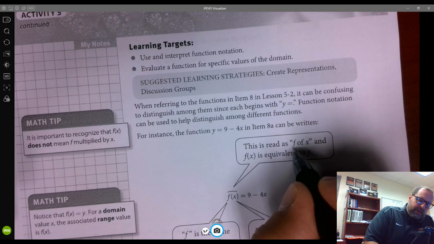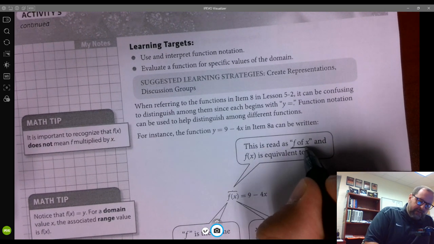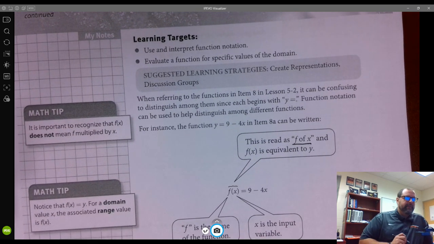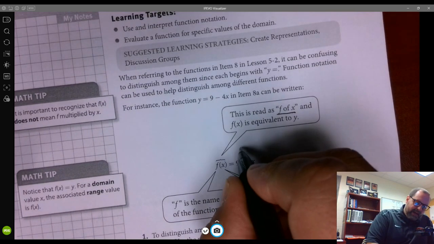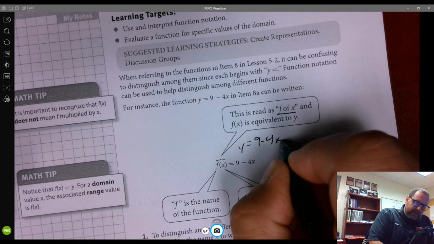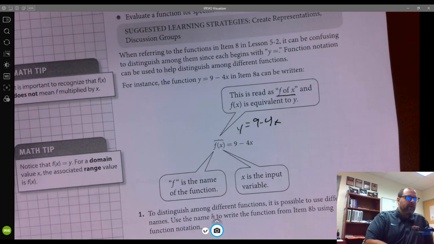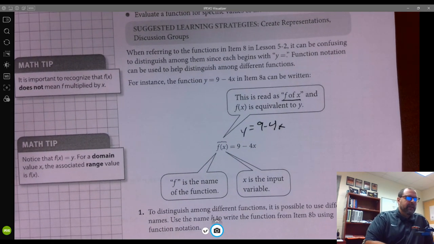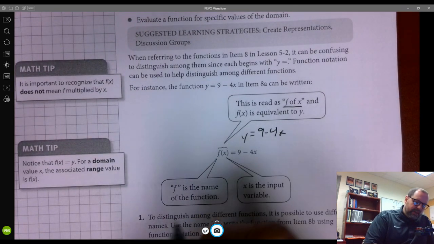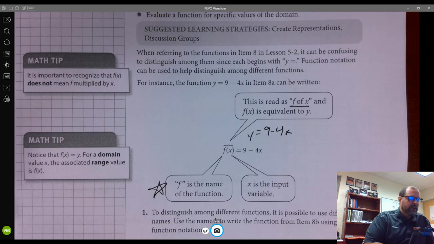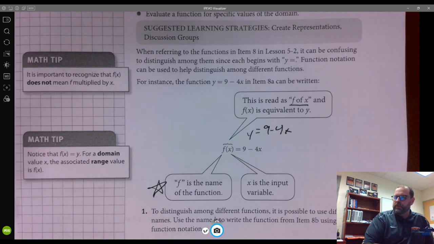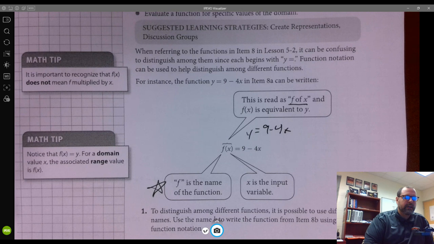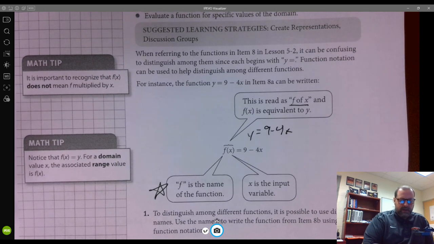So how we read it, we're going to read this as f of x. And even as it says there, it's equivalent to y. So it's the same as writing y equals 9 minus 4x. But we're going to write it as f of x equals 9 minus 4x. F is just the name of the function. It is not something you solve for. We don't do anything like that with f. It is just the name of the function.